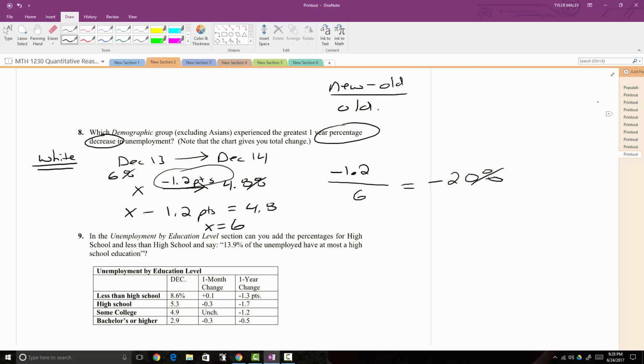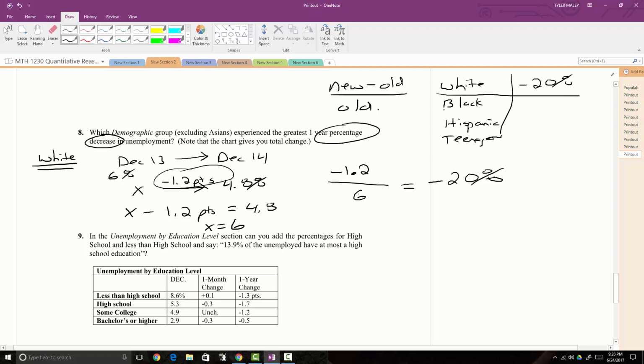So I'm just going to make a table up here. For white, we got negative 20%, and then we need to do black, Hispanic, and teenager. So let me do some erasing again.